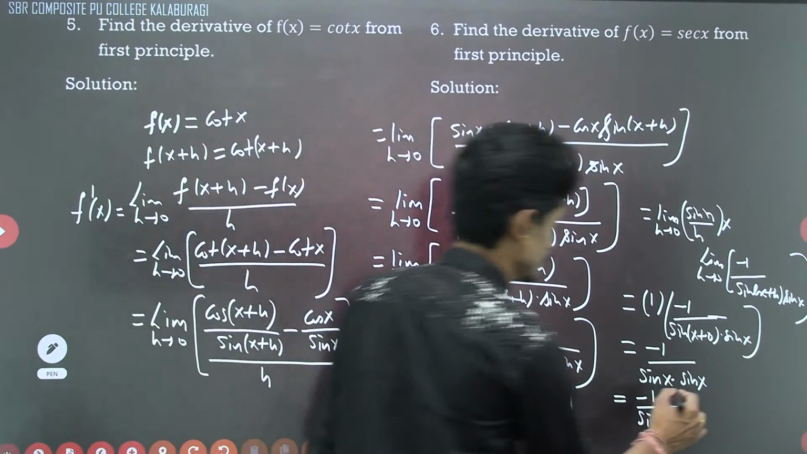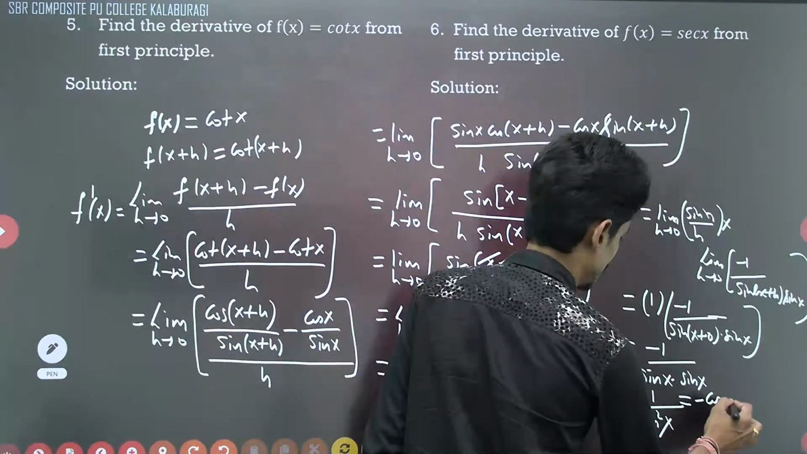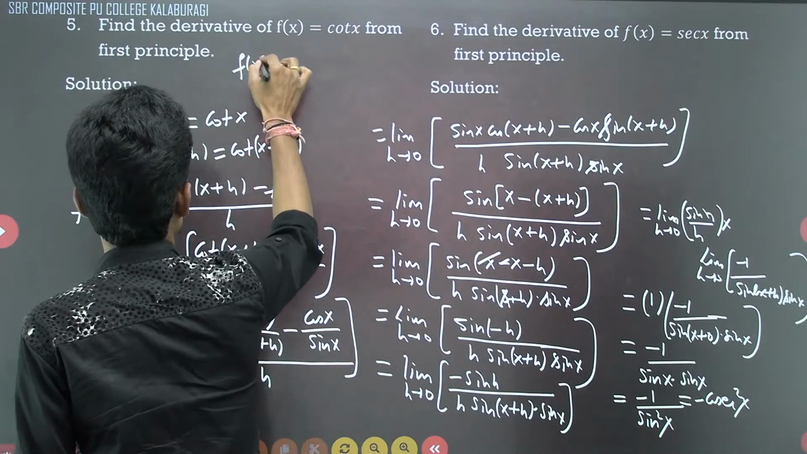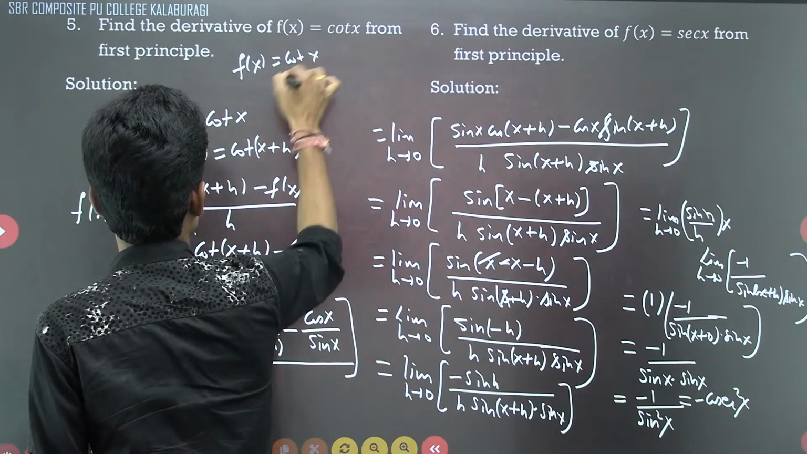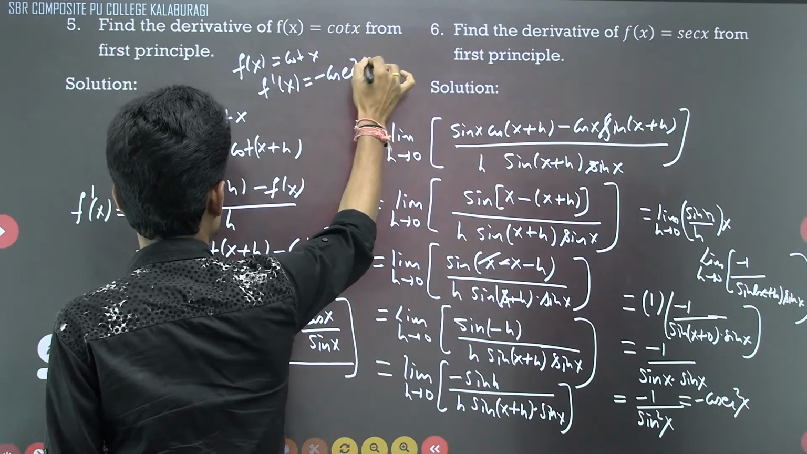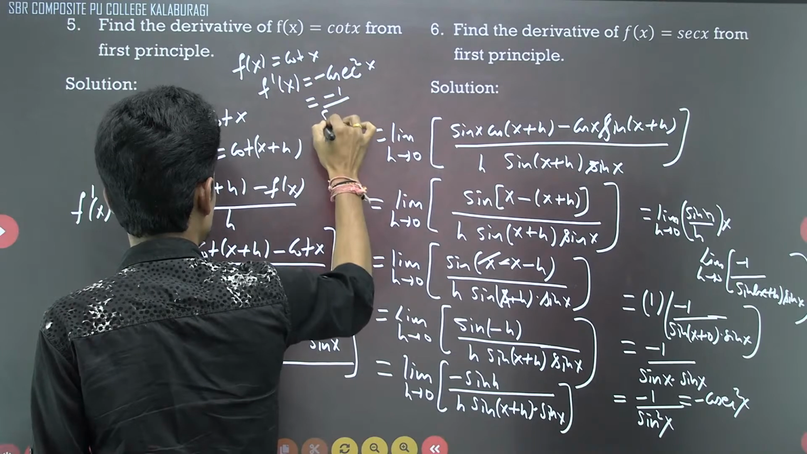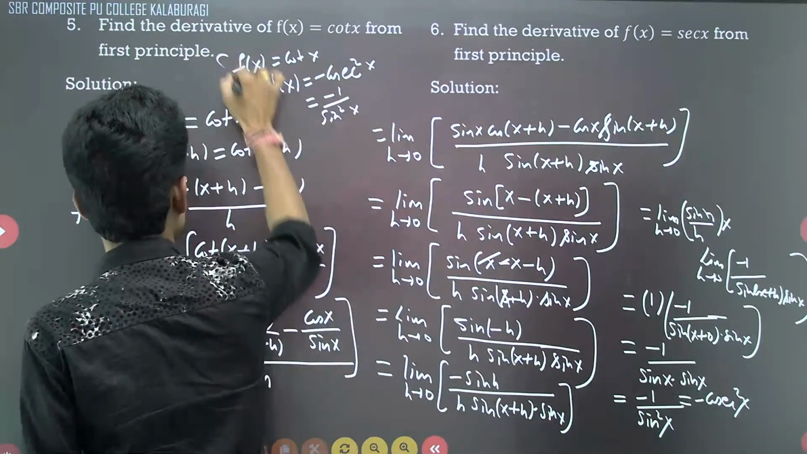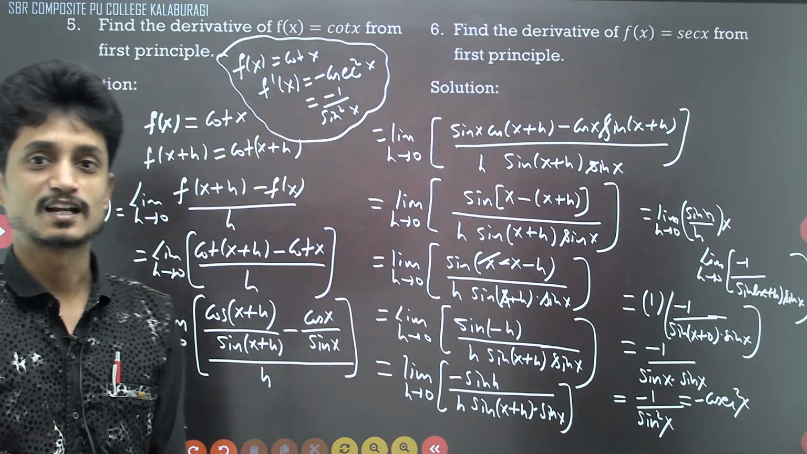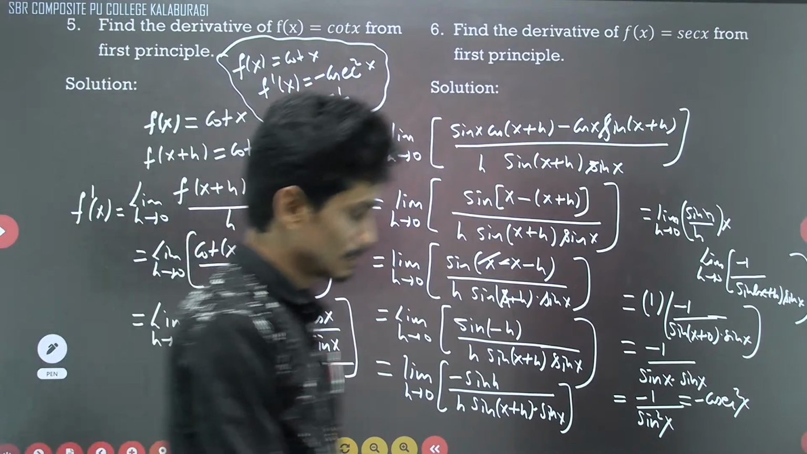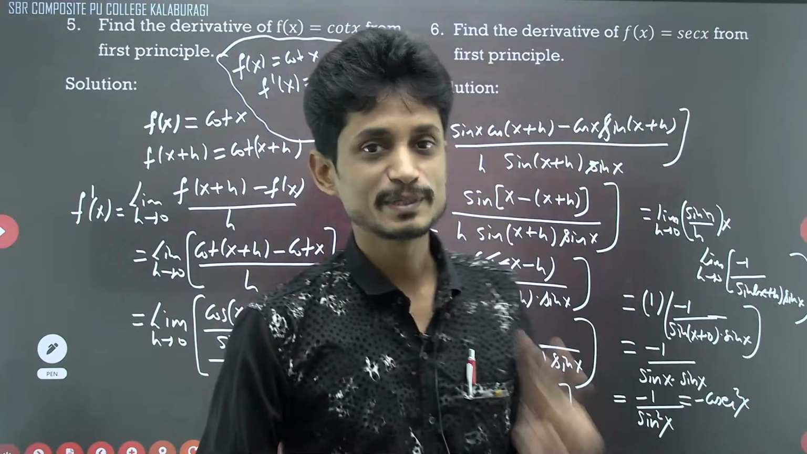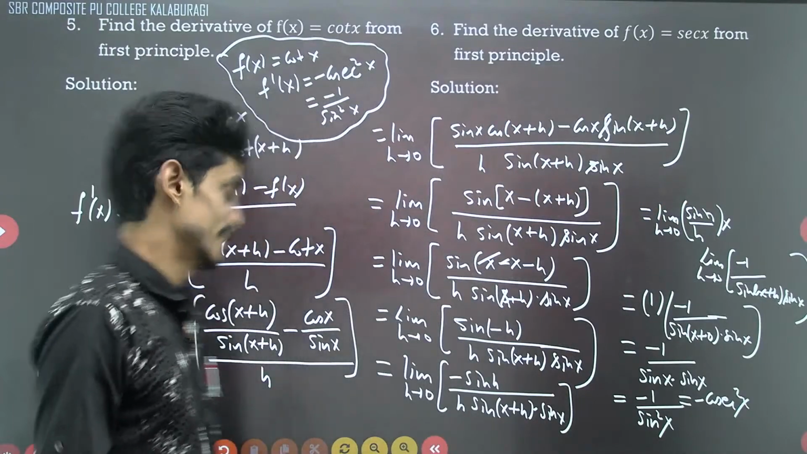So 1 by sin square x is nothing but cosecant square x. Dear student, if f of x is cot x, then what is f dash of x? F dash of x will be minus cosecant square x, or we can also write minus 1 by sin square x. This is our required formula. Up to there, I have derived a total of 4 formulae in trigonometric functions. Let us see the remaining 2, that is secant as well as cosecant.